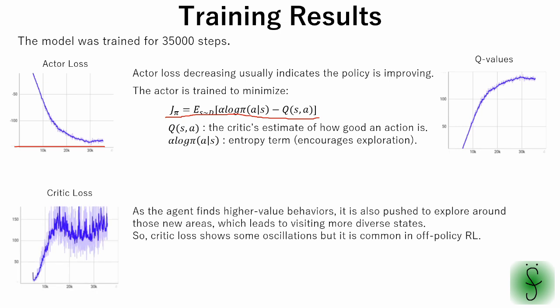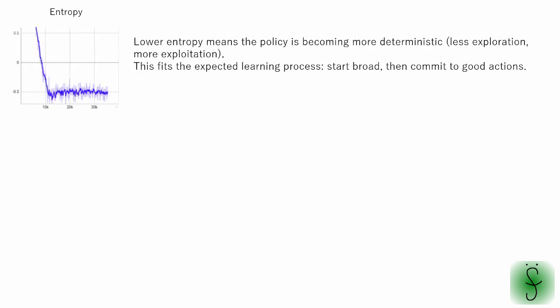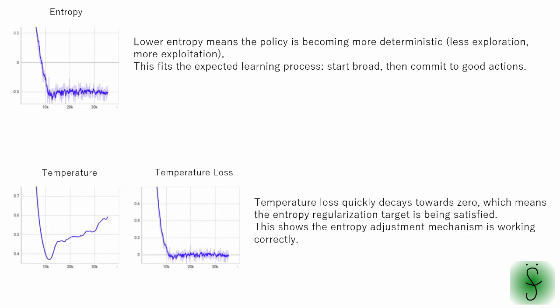Critic loss increases over training and shows some oscillations. As the agent finds higher value behaviors, it is also pushed to explore around those new areas, which leads to visiting more diverse states. Entropy starts relatively high then decreases toward minus 0.5. Lower entropy means the policy is becoming more deterministic. This fits the expected learning process: start broad, then commit to good actions. Temperature loss quickly decays toward zero, which means the entropy regularization target is being satisfied. This shows the entropy adjustment mechanism is working correctly.